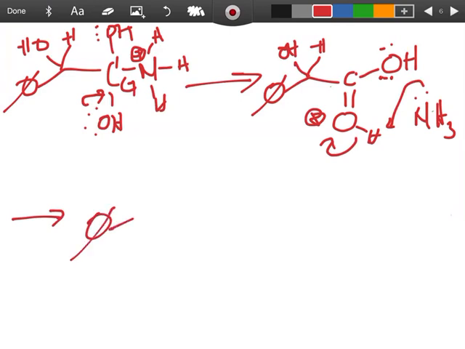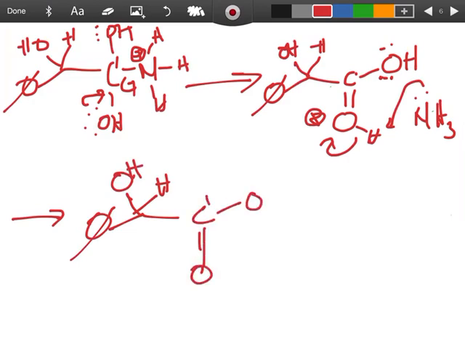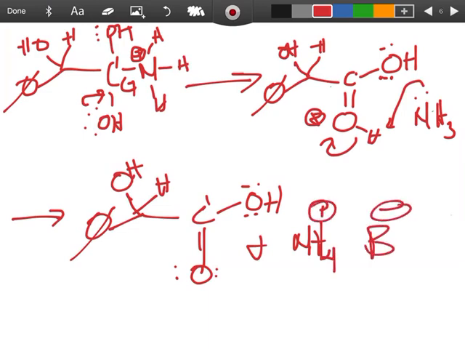It's going to be my final group, my hydrogen, my OH, and finally my carboxylic acid plus what? NH4 positive, and this positive charge is going to be balanced with the conjugated base of the acid, so everything worked well.